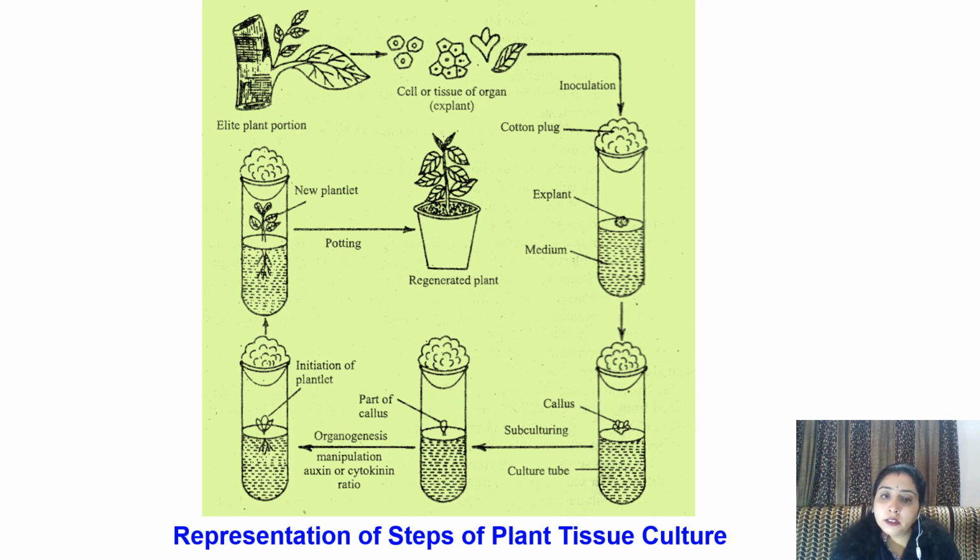Then the organogenesis can be generated through altering the auxin and cytokinin ratio. This shows the initiation of plantlet. New plant is formed and then it is potted in a pot. The whole plant is regenerated from a single cell, tissue or organ. This process is known as tissue culture.